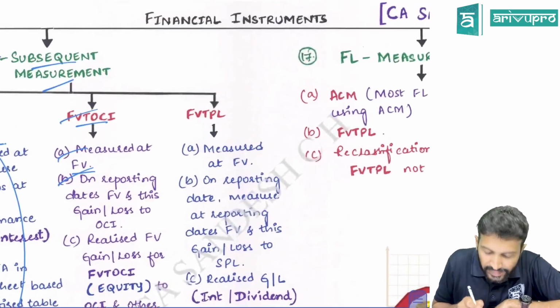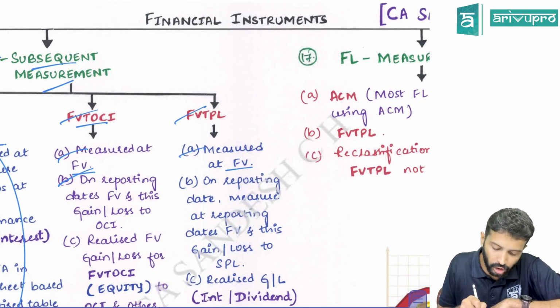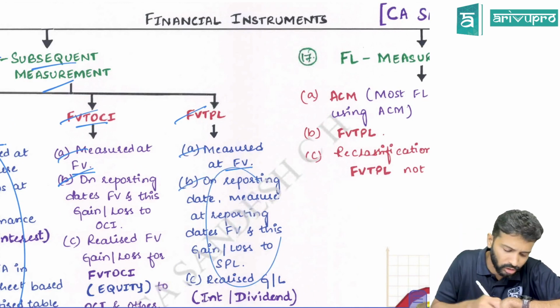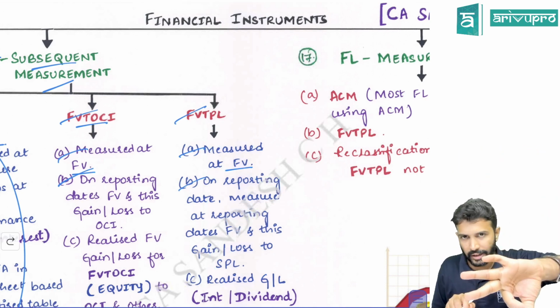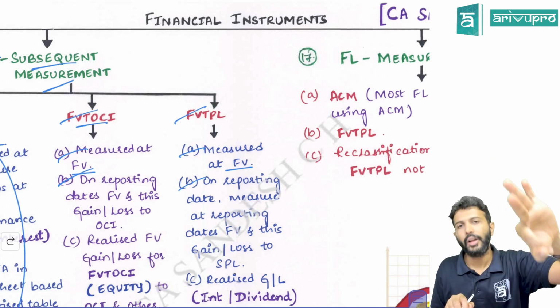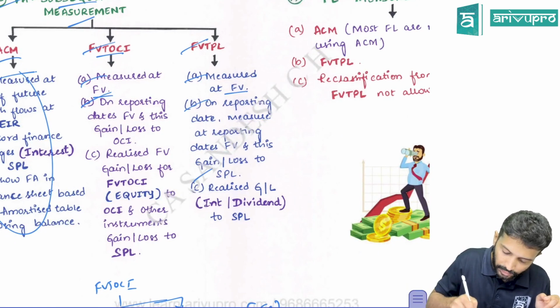Then is the FVTPL method, which is similar. Again, measure the instrument at fair value and any fair value gain or loss that you're getting goes off to SPL. Here, every gain or loss will go off to SPL. Fair value gain or loss goes to SPL. Any interest or dividend received on that instrument goes off to SPL. If you sell this instrument and you are getting any gain or loss, that also goes off to SPL. That's what we have called out over here.